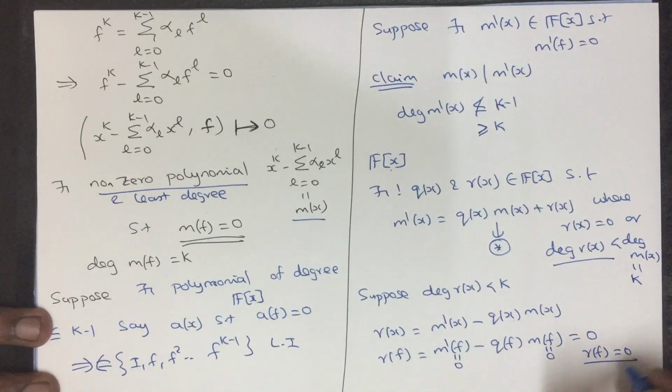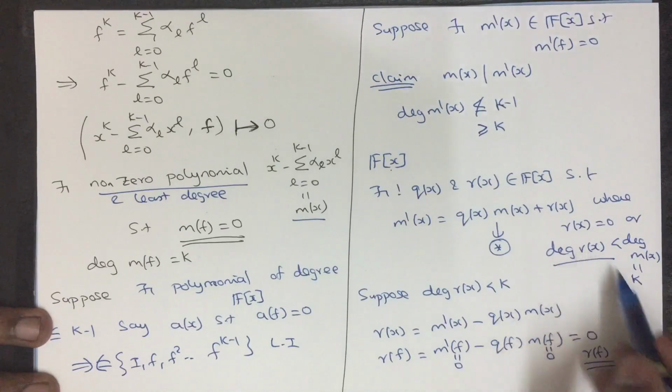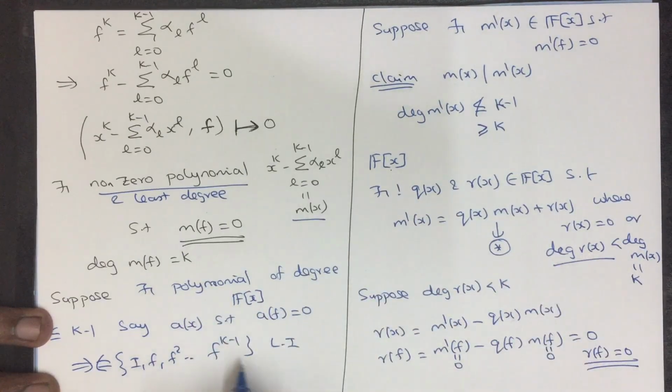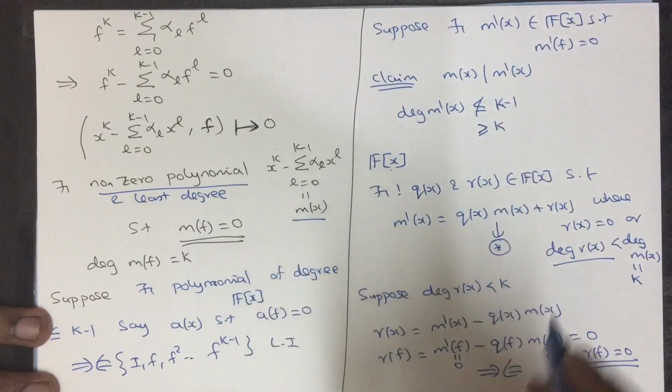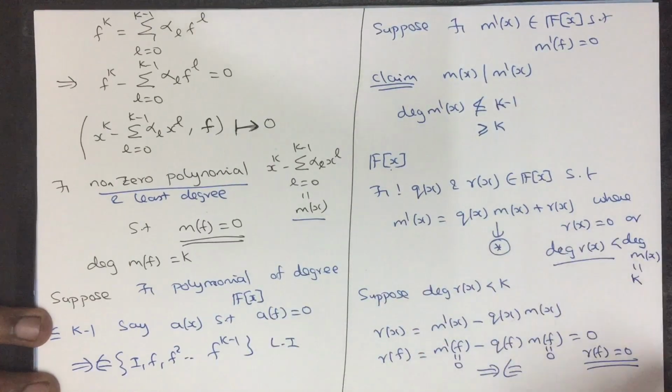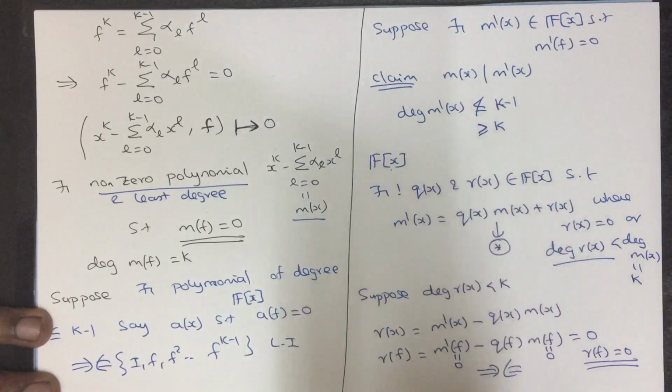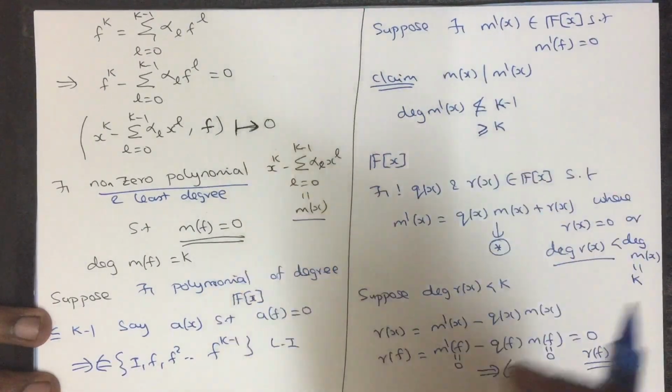Now since r of f is 0, the degree of r of x cannot be less than k, because that would contradict that I, f, f square, up to f to the power k minus 1 are linearly independent. Therefore this case is a contradiction to the supposition that the degree of r of x is less than k. Therefore the degree is not less than k, hence r of x is 0, and m dash of x is equal to q of x into m of x, which says that m of x divides m dash of x.